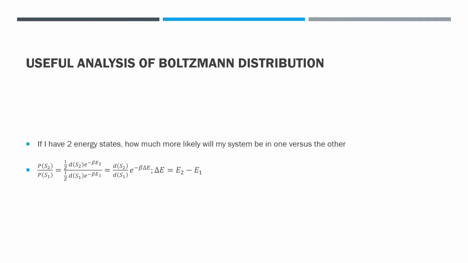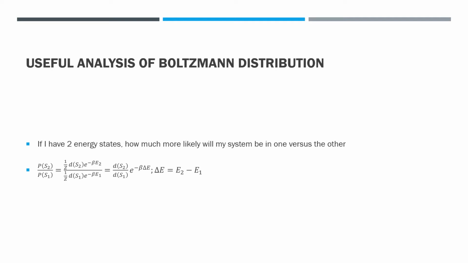So what is the useful analysis of the Boltzmann distribution that you generally use? We want to take ratios, because ratios are pretty useful, and what we can do with the ratios is get rid of our partition function, because that's a normalization factor. If we divide these and take a ratio, we can just cancel this out. So basically the question we're trying to ask now is, if I have two energy states, how much more likely will my system be in one versus the other?